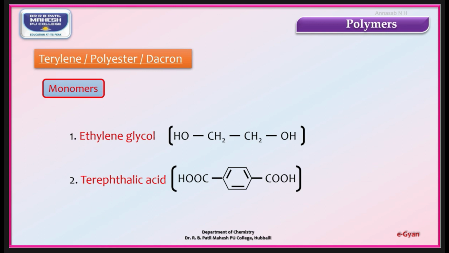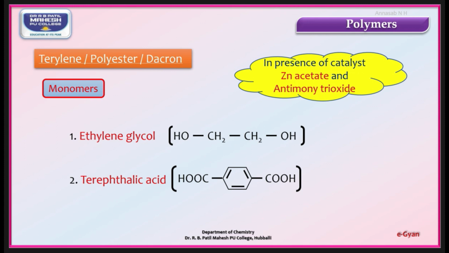So the monomeric units used in polyester are ethylene glycol and terephthalic acid, and these two are heated at 503 Kelvin. We can get terylene, polyester or dacron. The catalyst which we are going to use in this preparation of the polymer is zinc acetate and antimony trioxide.